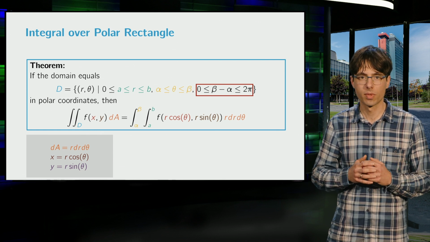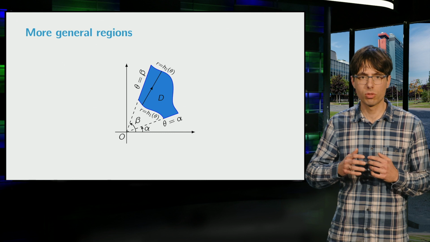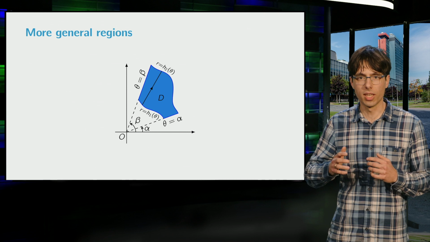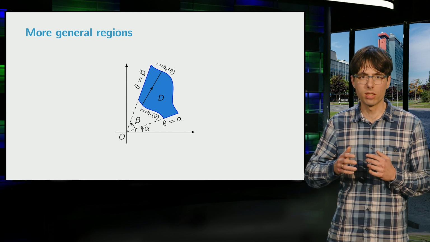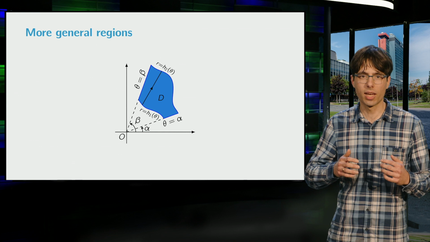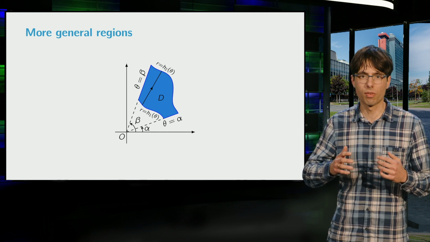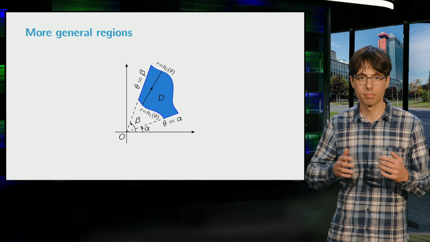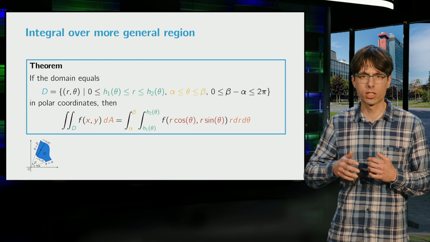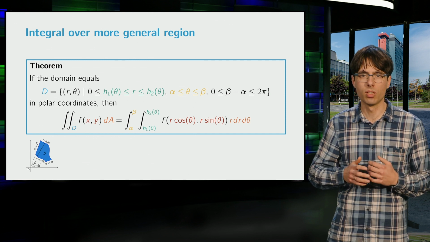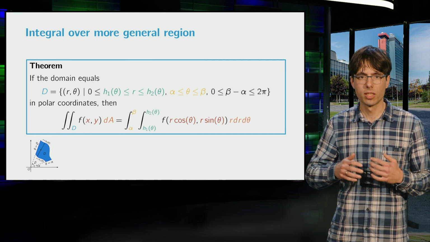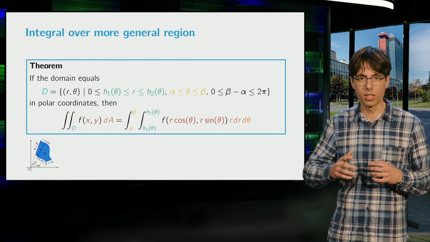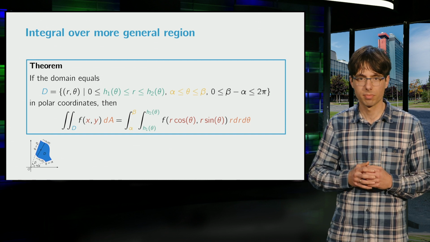0 to 2 pi. We can use polar coordinates to describe regions that are more general than polar rectangles. Usually, these are regions where the radius r is bounded below by some function h1 of theta and bounded above by some function h2 of theta. Theta is then bounded between the fixed numbers alpha and beta. For such a region, you can express a double integral as an iterated integral, where the functions h1 and h2 take the role of the limits in the inner integral. Again, it is essential that you do not forget the extra factor r here.